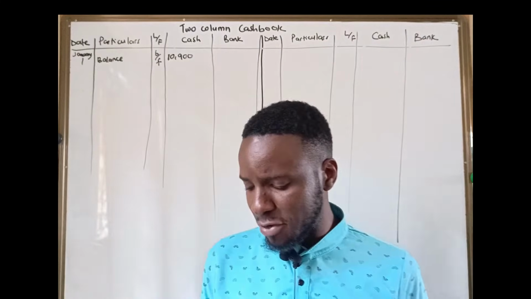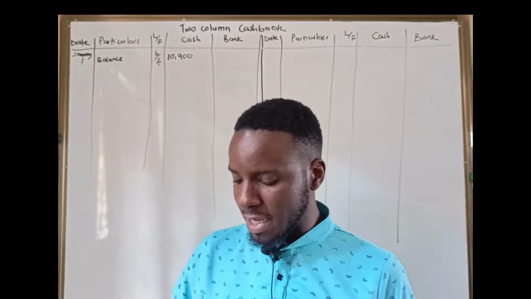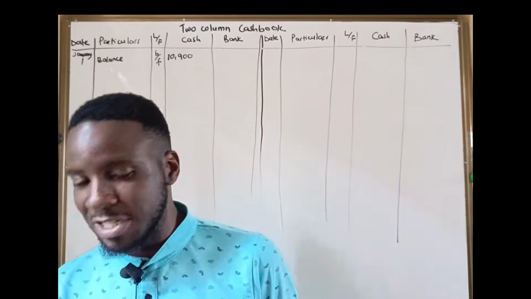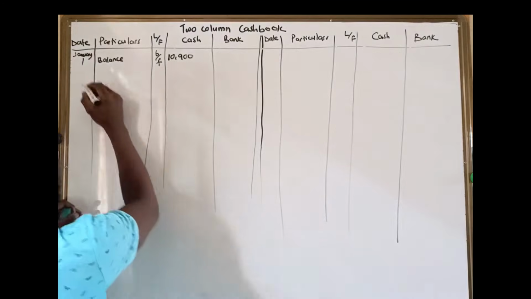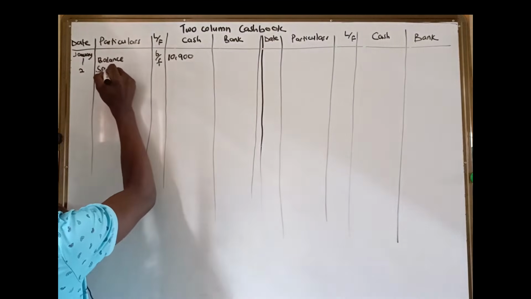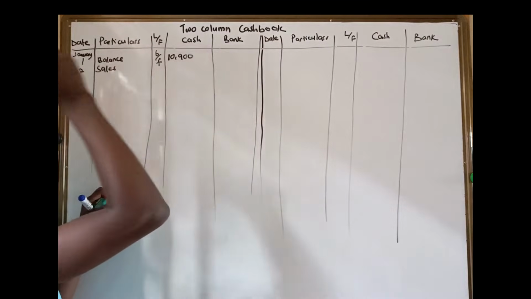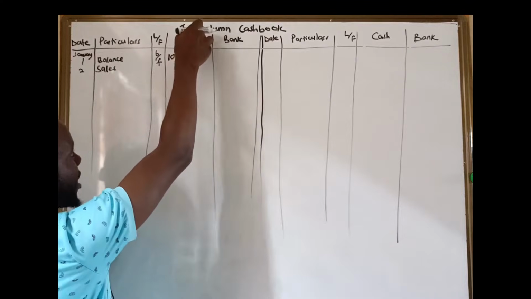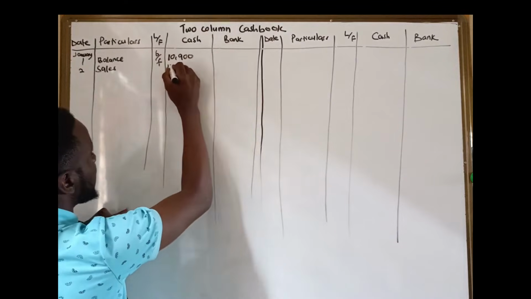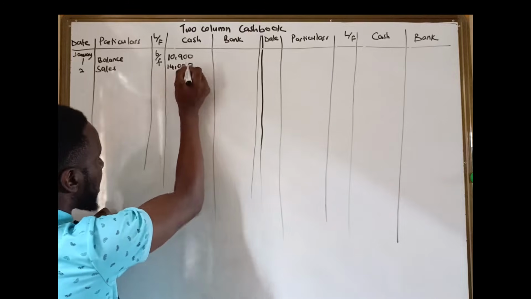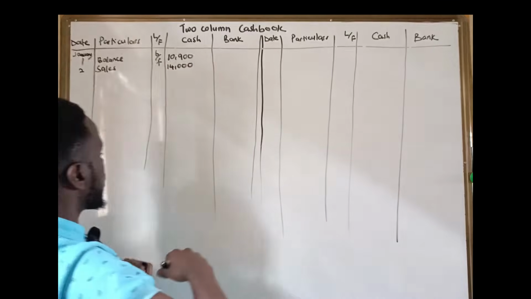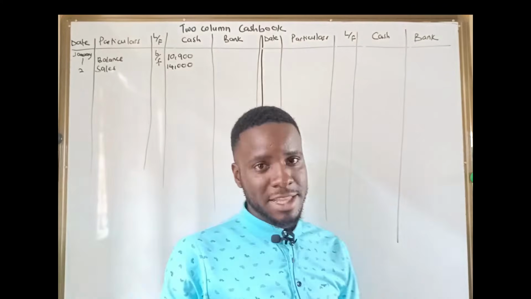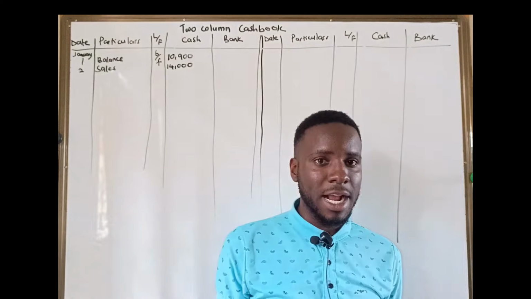The next one, on the 2nd of January, we are seeing cash sales worth 14,000. So we have sales on the 2nd, and they were cash sales. That means we are recording them under the cash column. So we have 14,000 shillings. So we have entered our second transaction in the cash book.